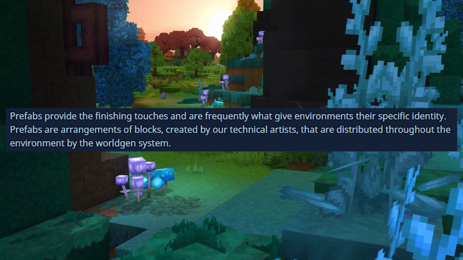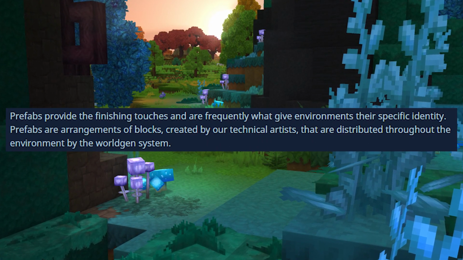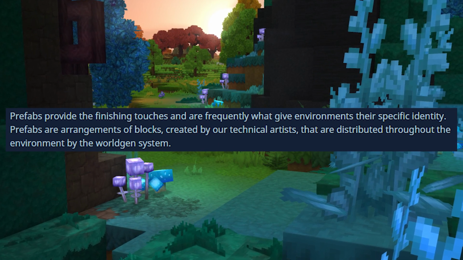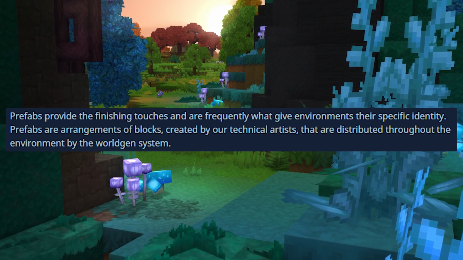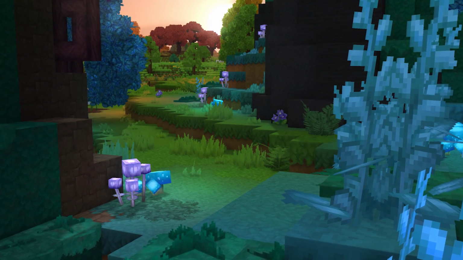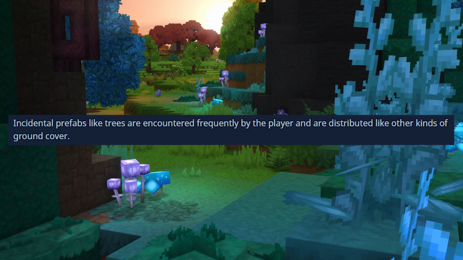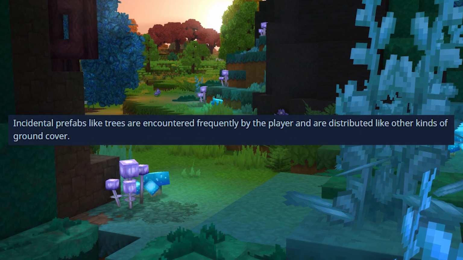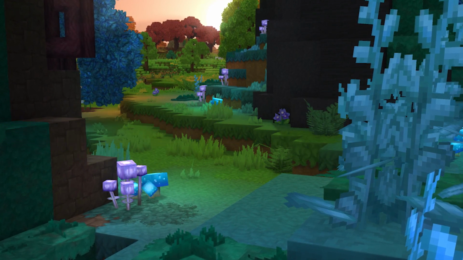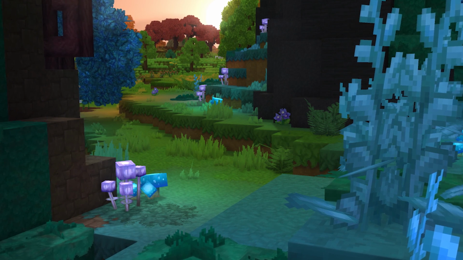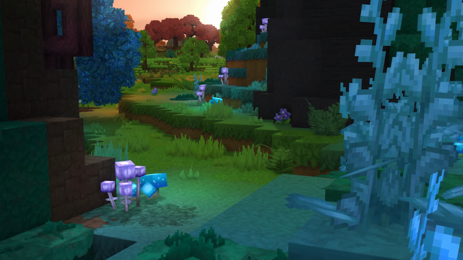Prefabs provide the finishing touches and are frequently what give environments their specific identity. Prefabs are arrangements of blocks created by our technical artists that are distributed throughout the environment by WorldGen systems. Incidental prefabs like trees are encountered frequently by the player and are distributed like all kinds of ground cover. Makes sense, yeah, we all know that trees are prefabs. They said there's over 7,000 different prefabs in Hytale, so it's not just generated structures like buildings. I'm guessing trees, maybe rocks, and all those things are considered prefabs.